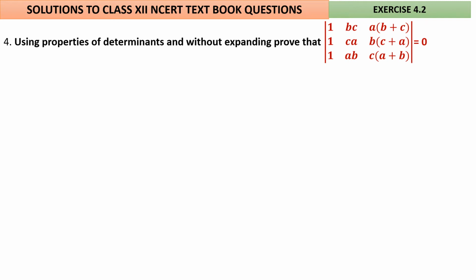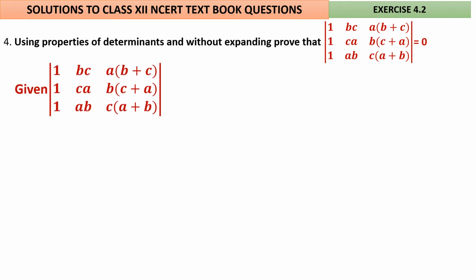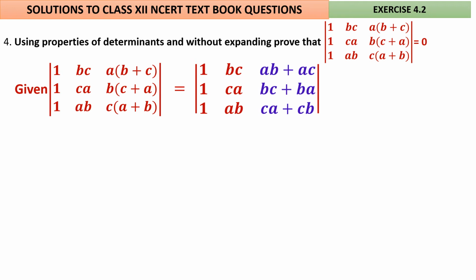Using properties of determinant and without expanding, prove that 1, BC, A into B plus C; 1, CA, B into C plus A; 1, AB, C into A plus B is equal to 0. Okay, now I am expanding the third column: AB plus AC, BC plus BA, CA plus CB. Now I write C3 as C3 plus C2.